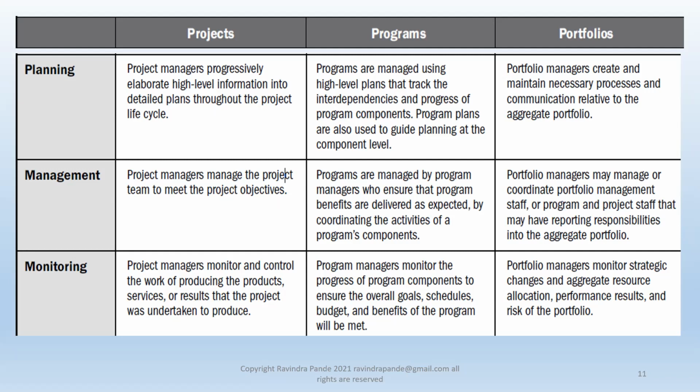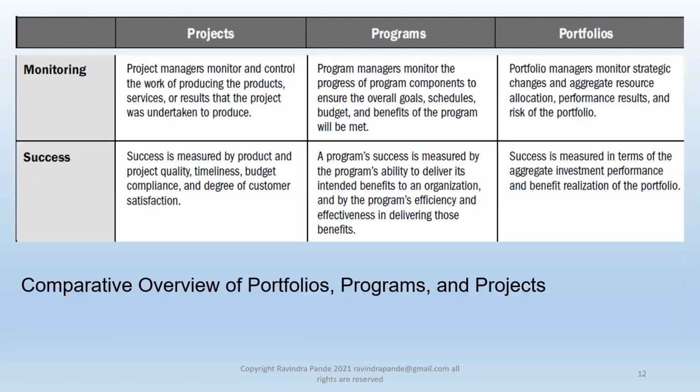In terms of portfolio managers, they monitor strategic changes and aggregate resource allocations, performance results, and risk of portfolios. So portfolio managers are more in a superlative layer, where they try to address how we can get benefit throughout the projects and programs all together, jointly. And this is how the succession happens. This is how the progression happens in terms of an elevation from a project level to program level to a portfolio level.